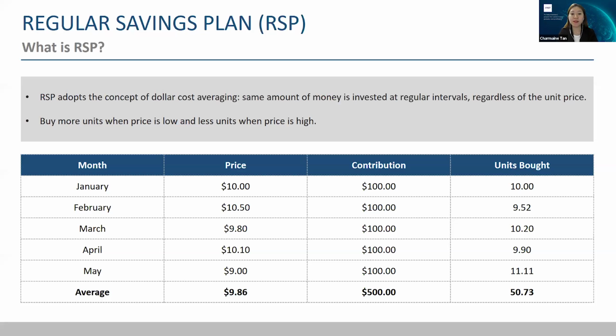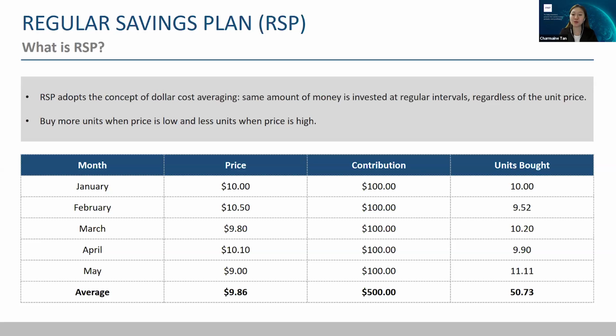Whereas in the month of March, when the unit price falls to $9.80, the number of units bought goes up, and the investor gets 10.2 units. The same concept applies for April and May. So at the end of the period, with a total contribution of $500, the investor has bought a total of 50.73 units at an average price of $9.86. And this is how dollar cost averaging works.